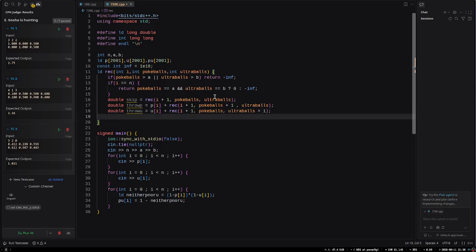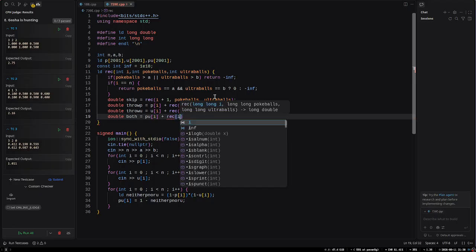And the next thing is to throw both, or let's call it both. When you're throwing both of them, the probability is P U of I. And since it's an independent event, you need not write it as 2. It's an independent event, so even if either of them would catch, it would still be 1. And recursion of I plus 1.